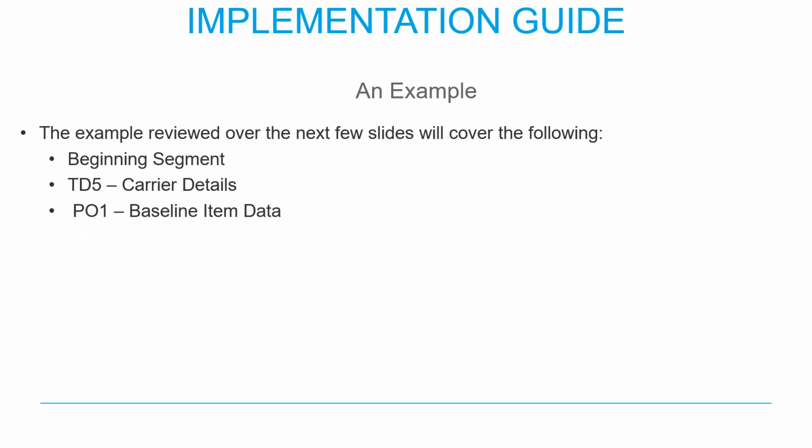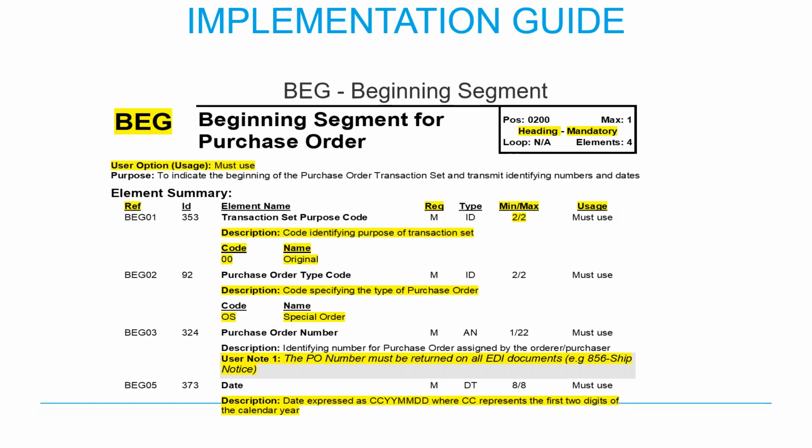So an example reviewed over the next few slides will cover the following. We're going to cover the BEG, which is the beginning segment, the TD5, which are the carrier details, and the PO1, which is the baseline item data. There's a lot more involved in an implementation guide, but these are a few of the main fields that we'd like to discuss.